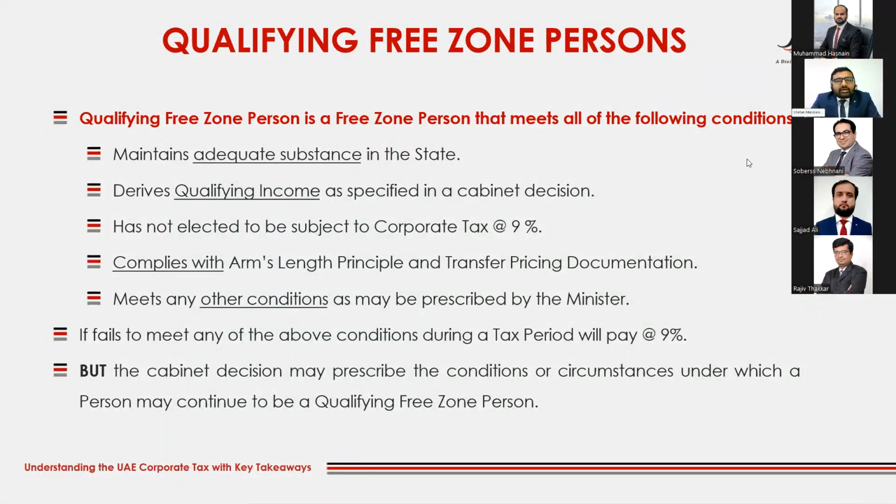If they are meeting all the conditions, their qualifying income will be taxed at 0%, and other than qualifying income, it will be taxed at 9%. And if these conditions are not met, then the free zone person will have a 9% tax rate. And cabinet may prescribe any additional provision for the qualifying free zone person.